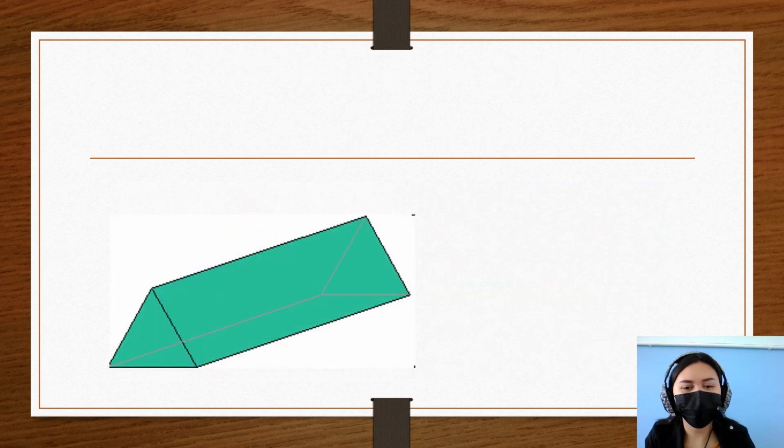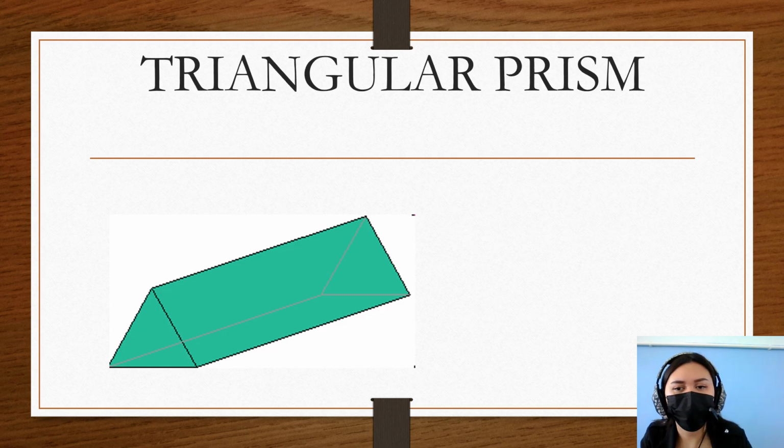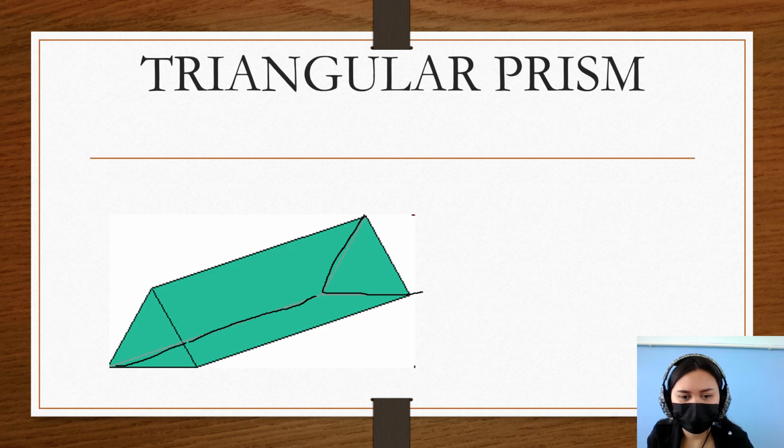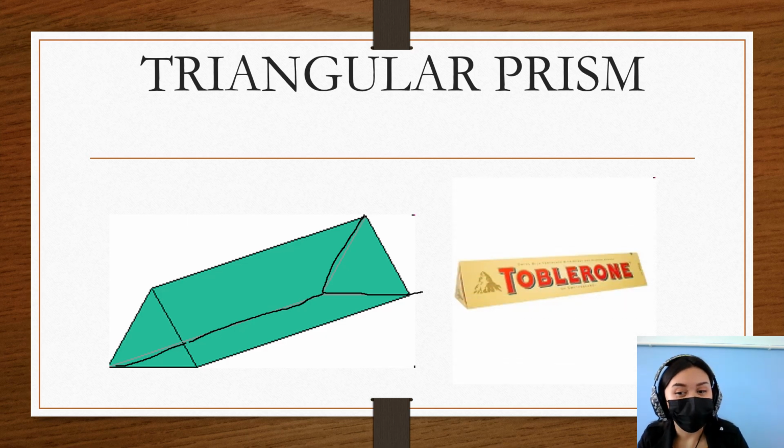Oh, this shape is a triangular prism. Look, the shape is a triangle. Okay, we call it a triangular prism. An example of a triangular prism is, oh, chocolate, Toblerone. Toblerone chocolate is an example of a triangular prism.